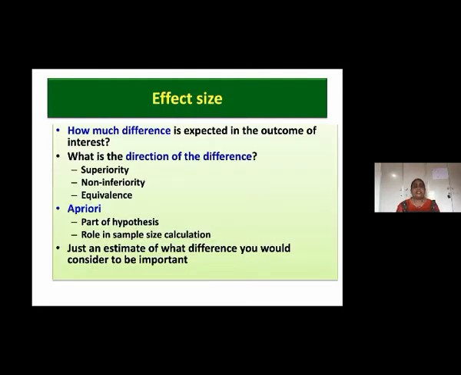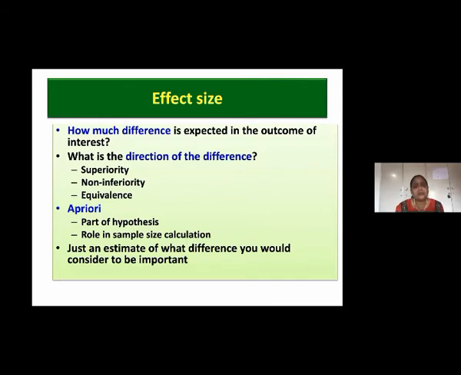So then we discussed what effect size was: how much difference is expected in the outcome of interest. What is the direction of difference? Do you say that your intervention group is going to be superior to the other group, is it going to be non-inferior to the other group, or is it going to be equivalent to the other group? So that is the direction of the difference. And how much difference? We discussed: mask reduces corona by 50%. That is the difference. That is the effect size. And in the other example, we said 80% versus 40%. So 40% becomes our effect size.